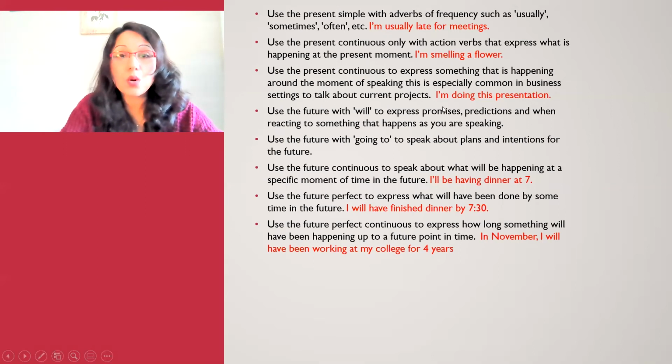Then we have our will. So use the future with will to express promises. I will come to your party. Predictions. It will rain today. And when reacting to something that happened as you are speaking.